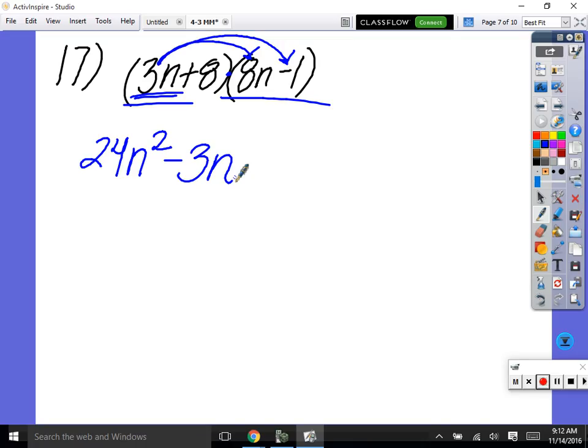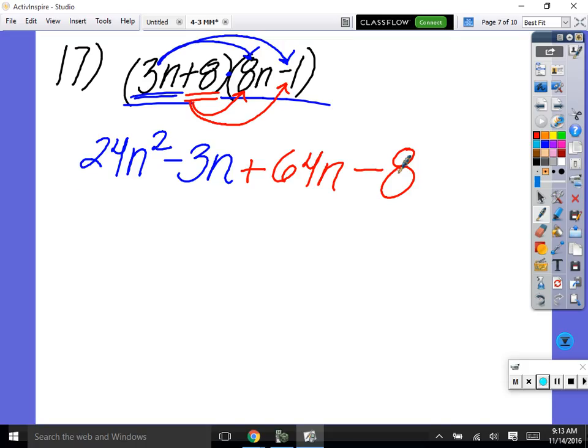Now we'll move on. We've got to take this term right here, positive 8, and distribute it through to both. So positive 8 times positive 8n is positive 64n. Everybody good? Then positive 8 times negative 1 is negative 8. Now we'll combine like terms. Now notice we could always multiply things that are different, like 3n times negative 1. You can always multiply things that are different. You just can't add and subtract things that are different degrees. Does that make sense, everybody?